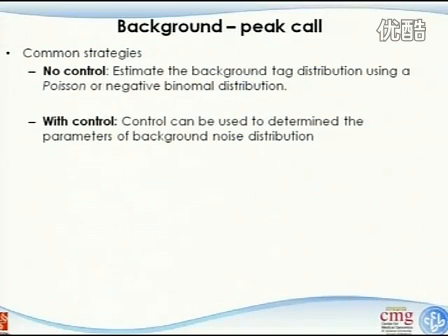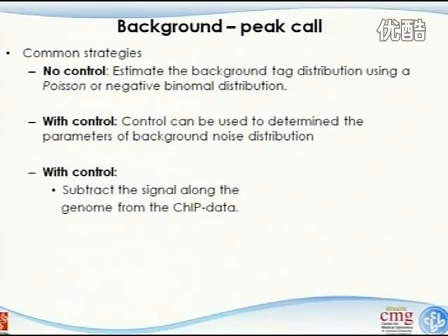The second one is with control. So when you do the input control, now you can get down to more position specific. At this location in the real sample you see a peak, and in the input sample you probably also detect some signals, and you can estimate the background noise at this particular location based on the input samples, and that is increasing your power dramatically.